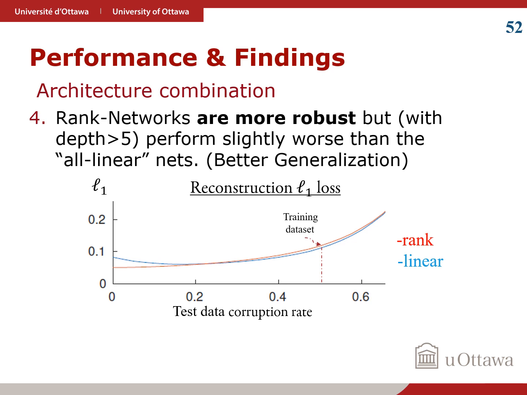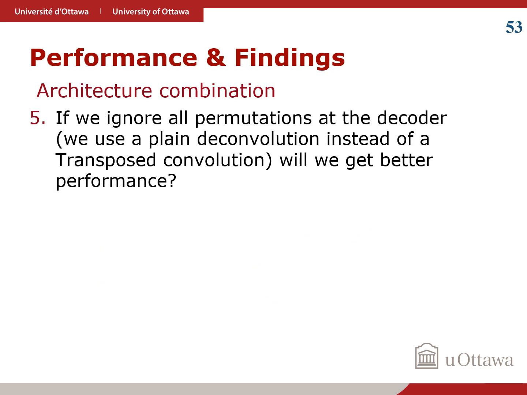When the denoising autoencoders were finally trained, we tested on a data set of images with varying degrees of corruption rates. That's what's shown in the graphic. To our surprise, the linear net performed better than the rank net, but when we varied the corruption rate, the L1 loss of the linear net started to grow after some point, while the L1 loss of the rank net steadily dropped. So we can ask ourselves the question: if we ignore all the permutation at the decoder, so instead of using a transposed rank filter we use a regular deconvolution, will we get a better performance?